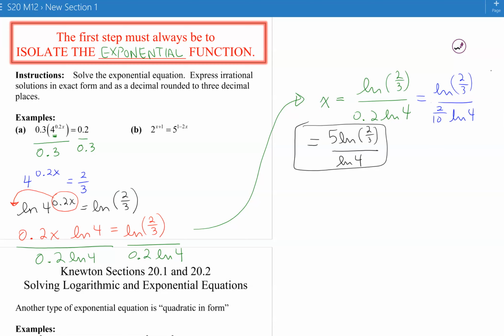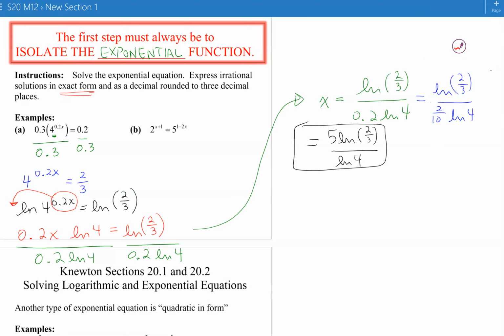And this is what they want when they say exact form. So this is the exact answer, but it still has logarithms in it. And then you're asked to do the decimal approximation. So let's do that. And I'm getting about -3.841 rounded to 3 decimal places.